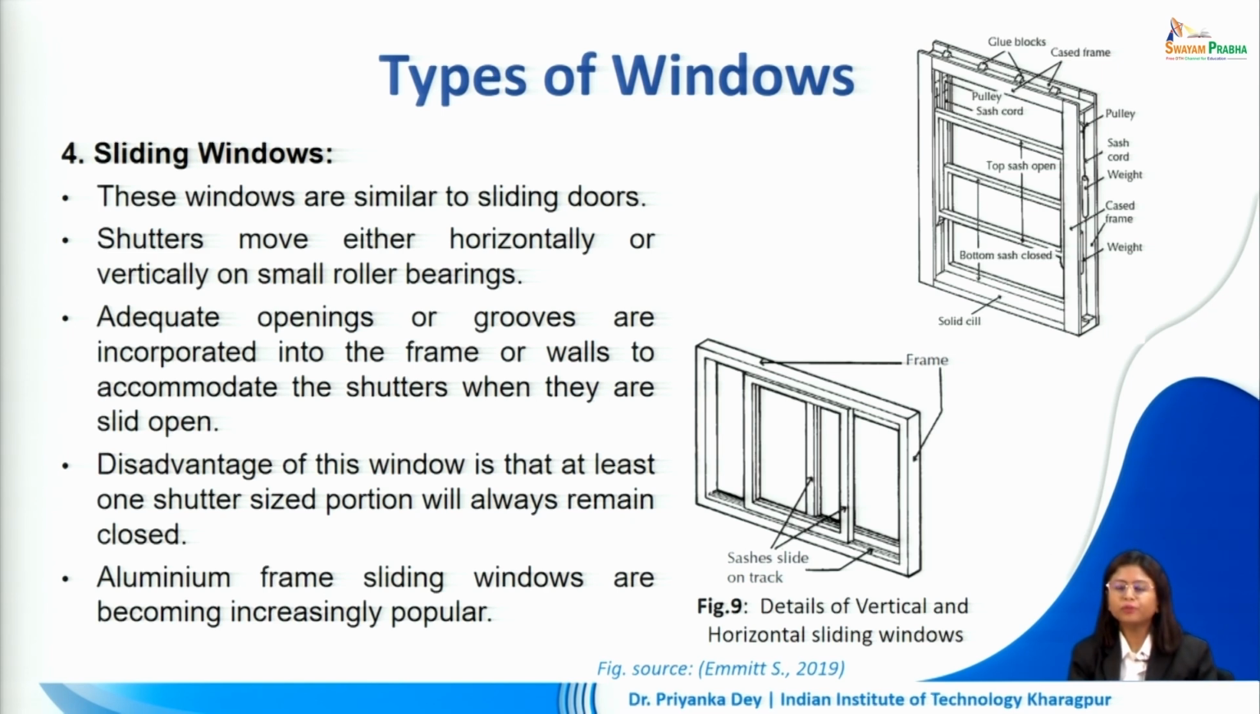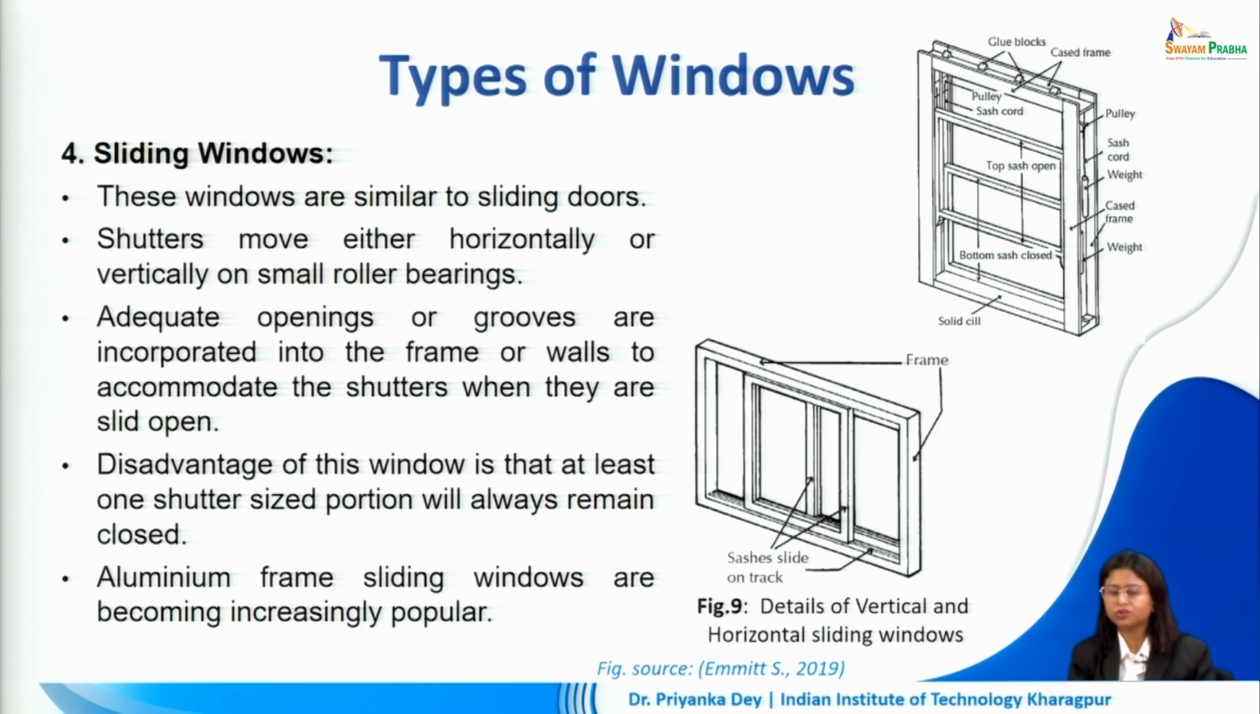The next type of window is the sliding window. This is very similar to sliding doors. These shutters can move either horizontally or vertically on small roller bearings, though nowadays in construction the horizontal example is more commonly seen. Now adequate openings or grooves are incorporated into the frames or walls to accommodate the shutters when they slide open.